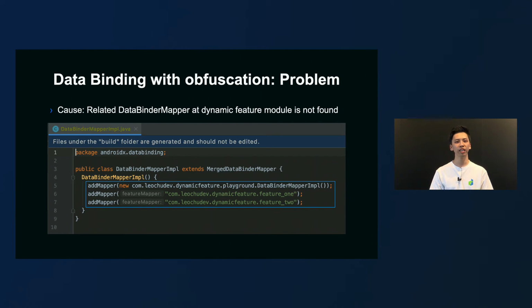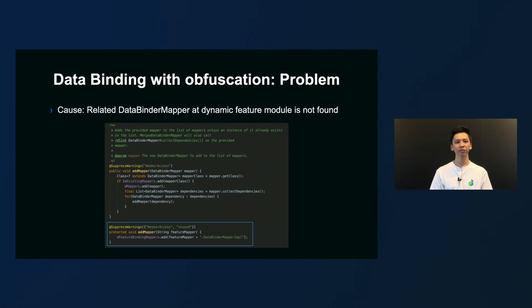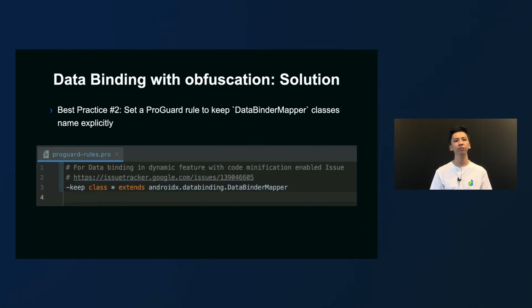Inside the data binder implementation class, there are many app mapper functions. This app mapper function is trying to add different data binder mapper classes within different dynamic feature modules using the reflection API. Because after the obfuscation, all the class names will be changed, a null pointer exception will be thrown when we try to inflate the view.